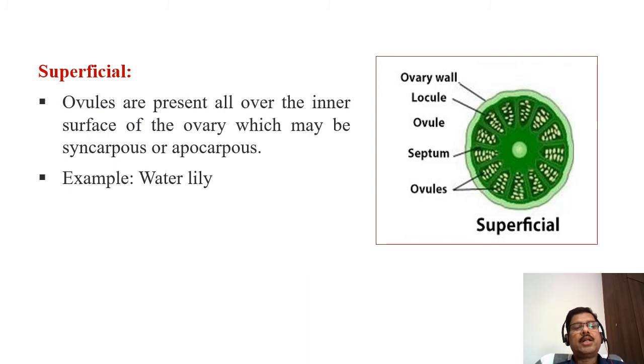The other type is the superficial. The ovules are present all over the inner wall surface of the ovary, which may be syncarpous or apocarpous in nature. Ovary wall, locule and the ovules. Septum. So these are all the ovules.